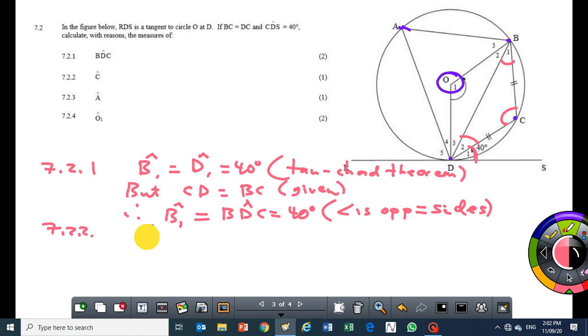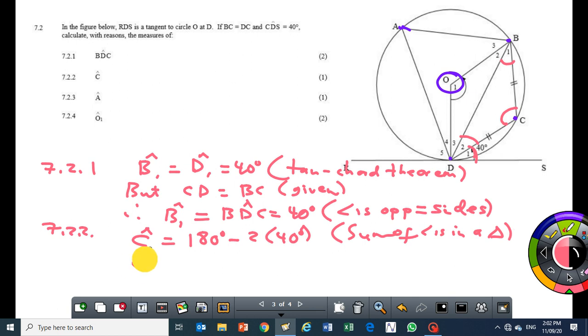So we'll just say angle C is equal to 180 degrees minus 2 times 40 degrees. And our reason here, we say sum of angles in a triangle. So angle C will be equal to, no, 100. It will be 100 degrees. Okay, and then you are done.